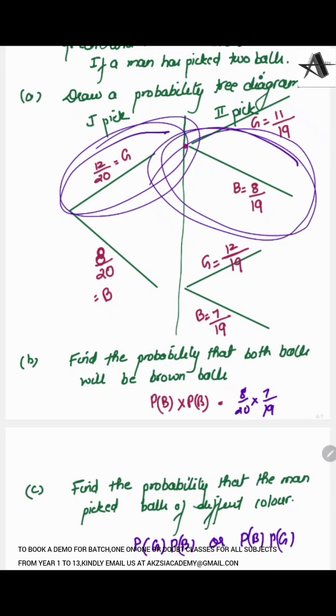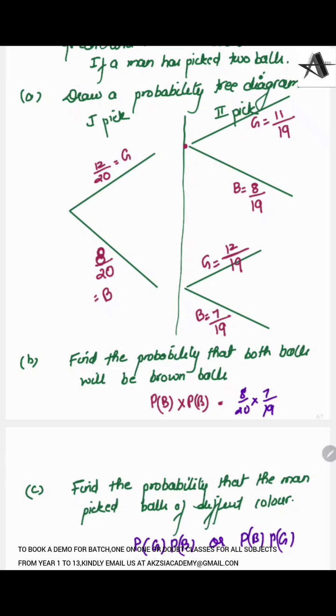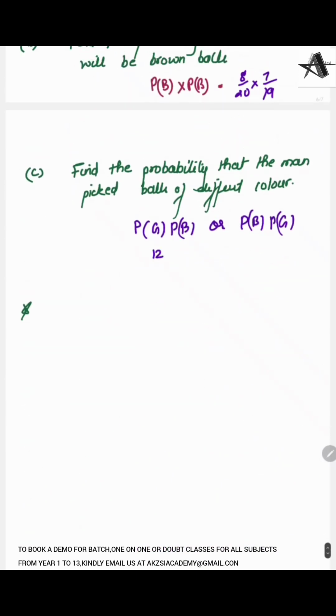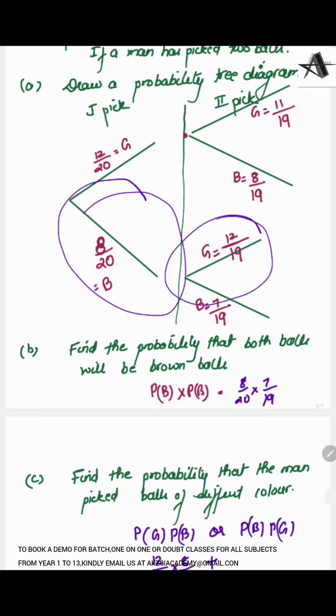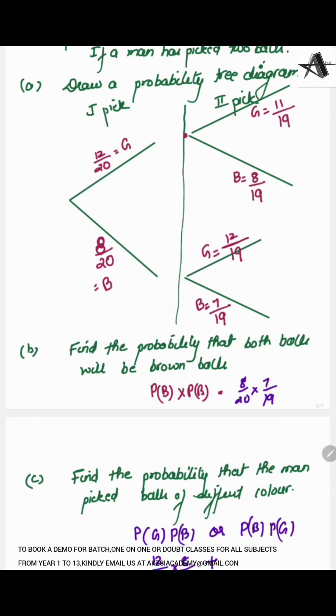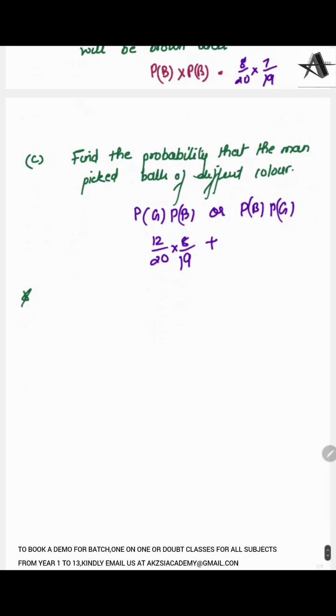That means 12 over 20 into 8 over 19. So 12 over 20 into 8 over 19, and "or" represents plus, first brown, that means 8 over 20, and then green, which is 12 over 19. So that means 8 over 20 into 12 over 19. This will give you the ways by which the man can pick the balls of different color. Let me do one more question on it.